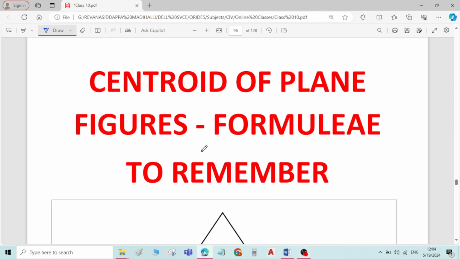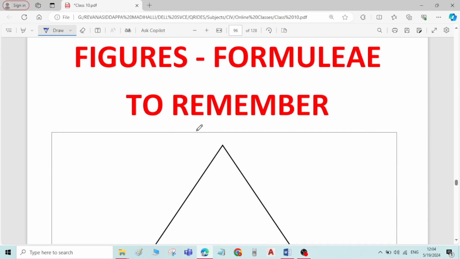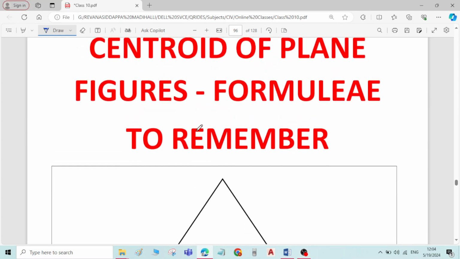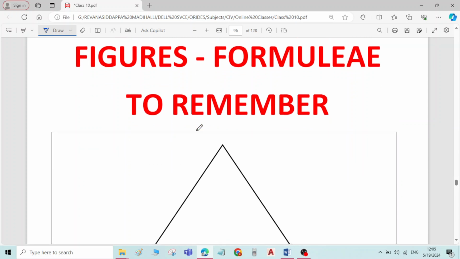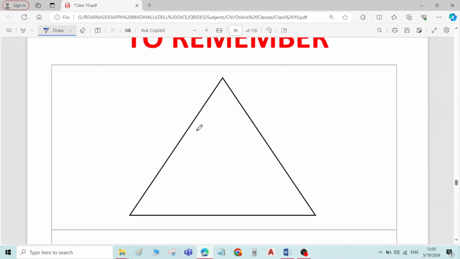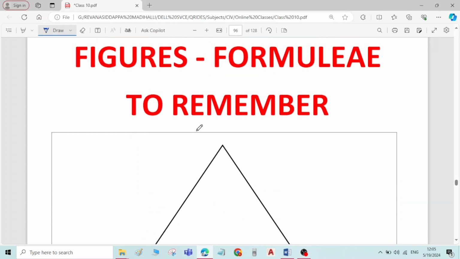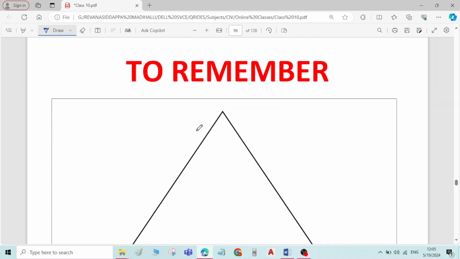Hi, in this video we will see the formulae to be remembered to solve the problems on centroid. In the previous videos we have derived the equation for the centroid of the triangle, right angle triangle, semicircle, quadrant of the circle, and even for the rectangle. Now in this video we will list out all the formulae here.